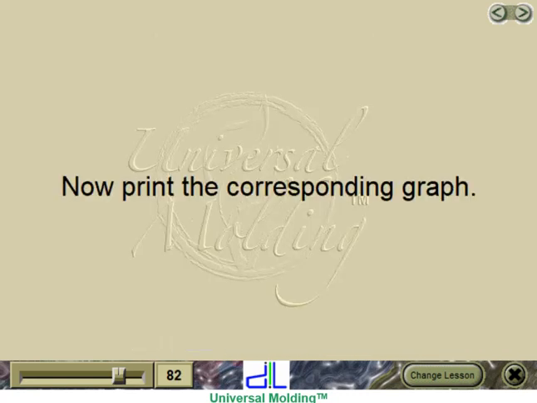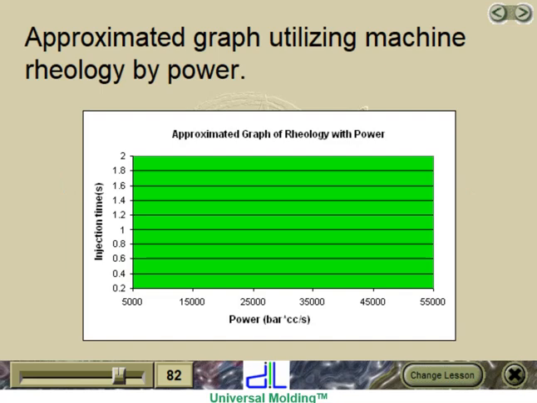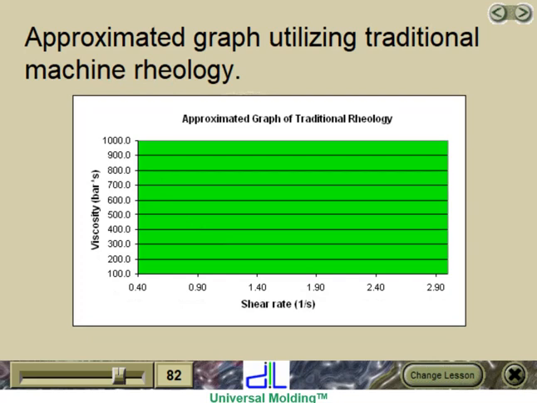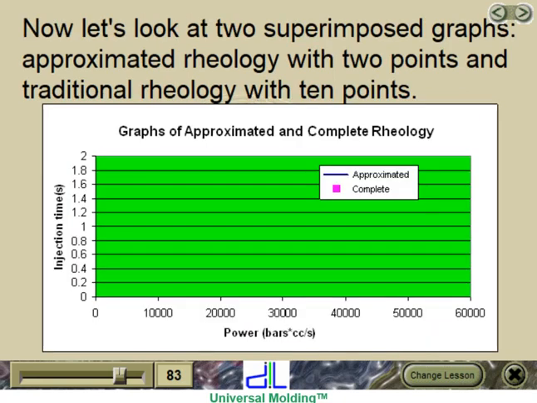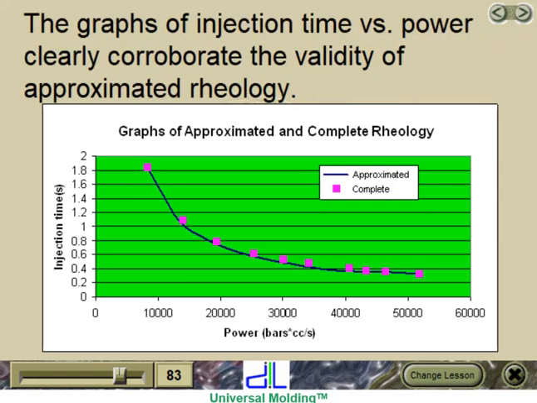Now print the corresponding graph. Approximated graph utilizing machine rheology by power. Approximated graph utilizing traditional machine rheology. Now let's look at 2 superimposed graphs. Approximated rheology with 2 points and traditional rheology with 10 points. The graphs of injection time versus power clearly corroborate the validity of approximated rheology.